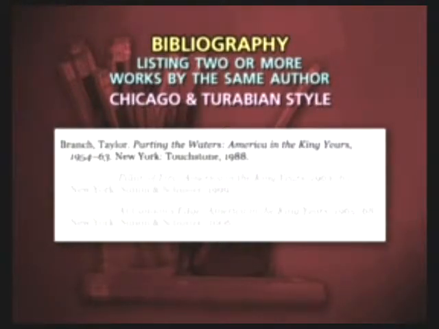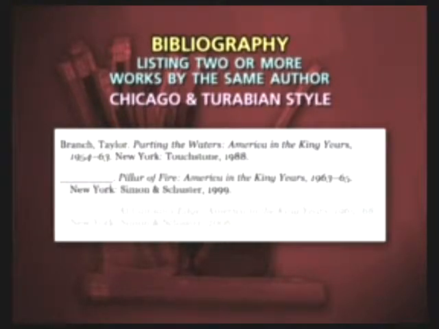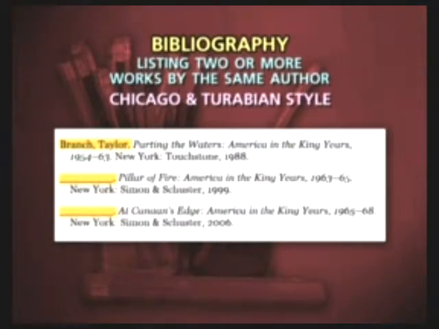The first book is Branch, Taylor, Parting the Waters, America in the King Years, 1954 to 63. New York, Touchstone, 1988. Now the second book by the same author, Taylor Branch, rather than repeating Branch, Taylor, we have an 8-space underscore followed by a period, and then the publishing information and title for the second book, Pillar of Fire, America in the King Years, 1963 to 65, New York, Simon & Schuster, 1999. And then our third book by the same author, again an 8-space underscore, and then the title, At Canaan's Edge, America in the King Years, 1965 to 68, New York, Simon & Schuster, 2006.